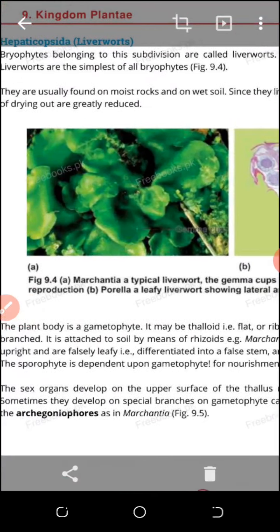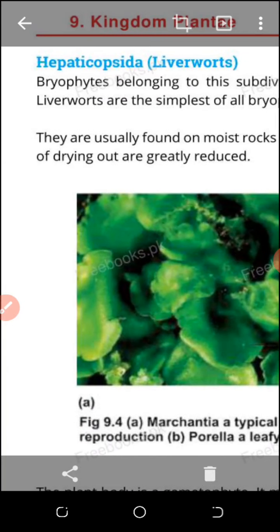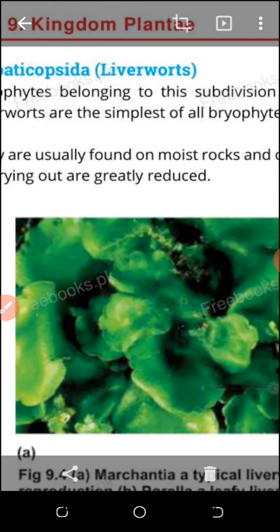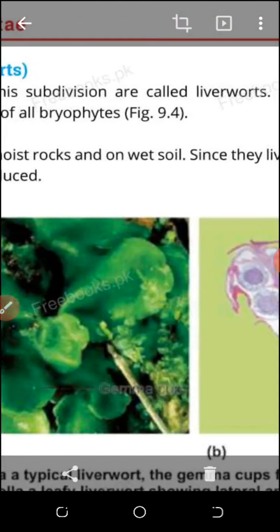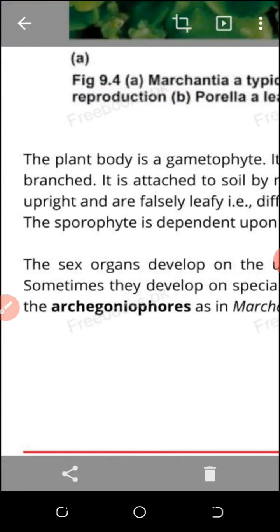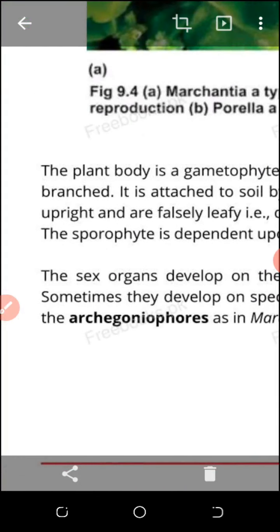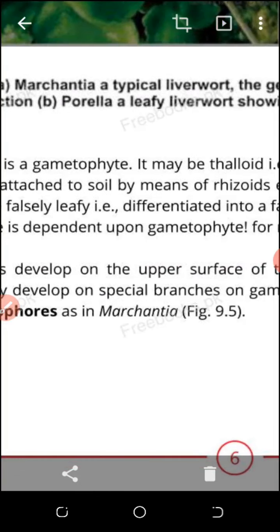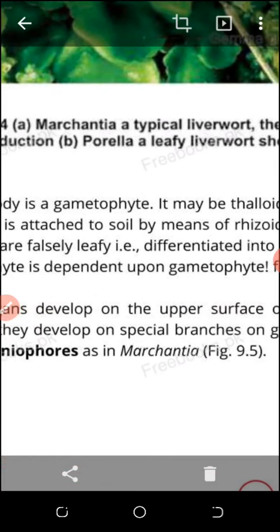They have basically three groups, but one group is liverworts, which is also called Hepaticopsida. Liverworts include 900 species. The main example of liverworts is Marchantia. They have false leaves. Of course, they are without vascular bundles. The sporophyte is dependent upon the gametophyte.